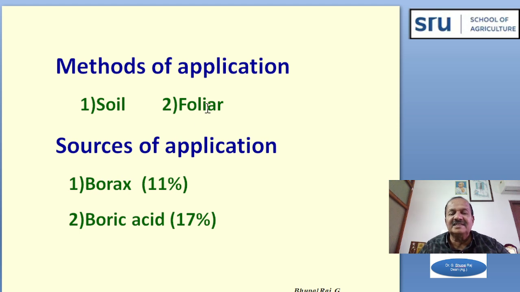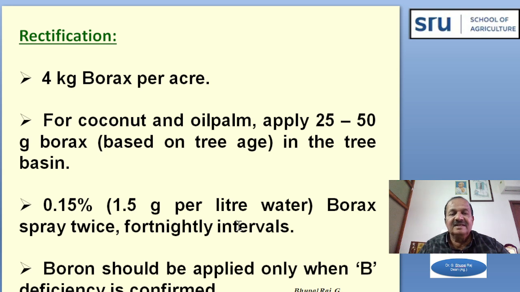There are different methods: soil application as well as foliar application. There are also two sources of boron application. One is borax, which contains 11% boron, and another source is boric acid, which contains 17% boron. So how will we rectify it? Generally, the soil application for the general recommendation of crops is 4 kg borax per acre.